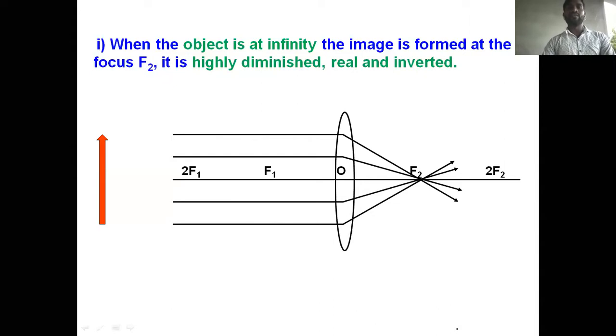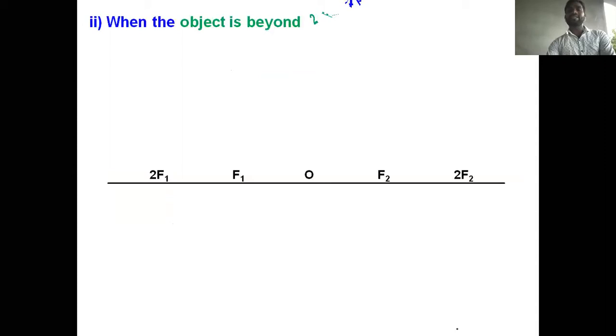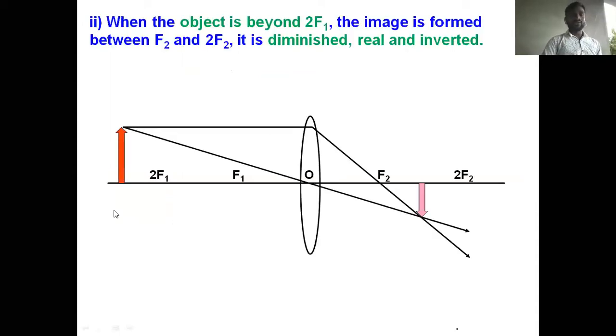Now go over the second one. What is the second case in the convex lens? Here in the second, I placed the object beyond 2f1. So this is 2f1. You may have a doubt, sir, what is f1, what is 2f1? F1 means the focus point, the first focus point.